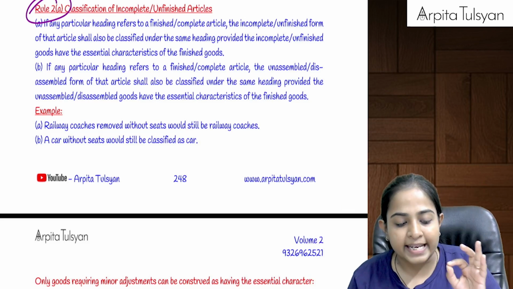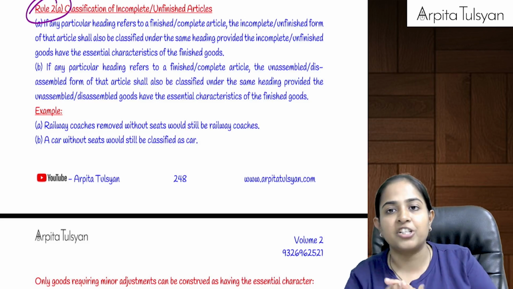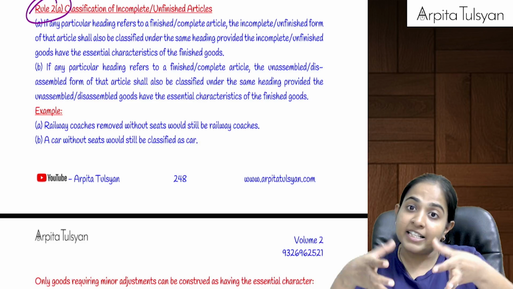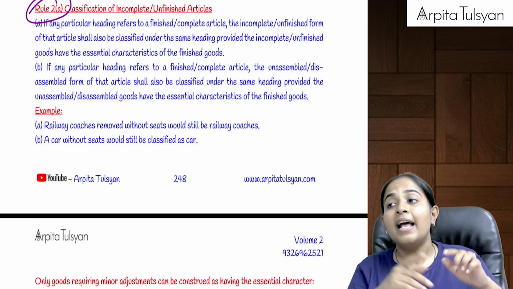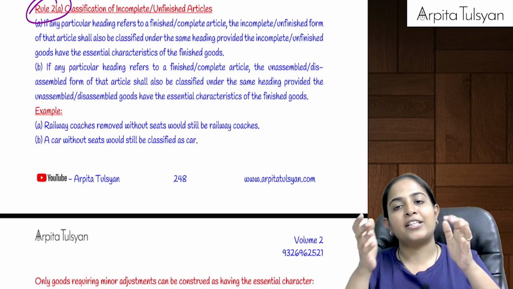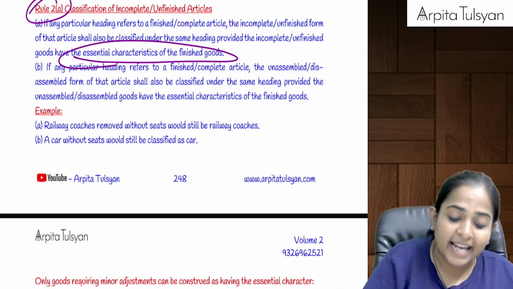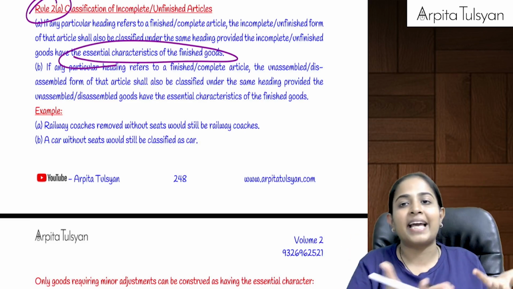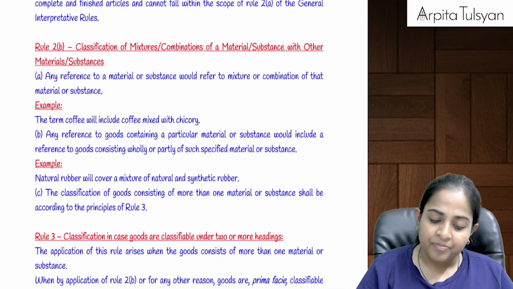Rule number 2A says that if there is any incomplete item, or any unfinished item, or any unassembled item, meaning I have received everything but it is not assembled, then in that case it will have to be classified at the rates of the finished product. Meaning a car without steering has to be classified as a car only, because it has all the essential characteristics of the finished goods. That car without steering has the characteristics of a car only, so it will be classified as a car. Are you clear with this?